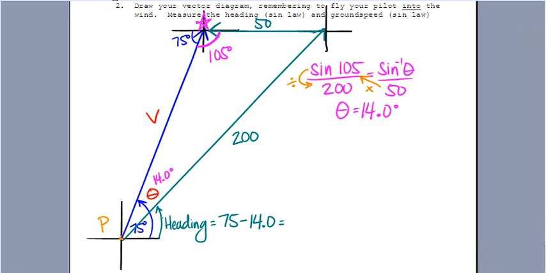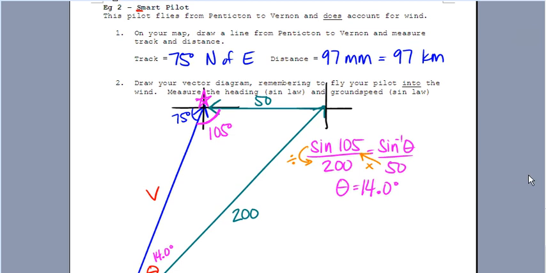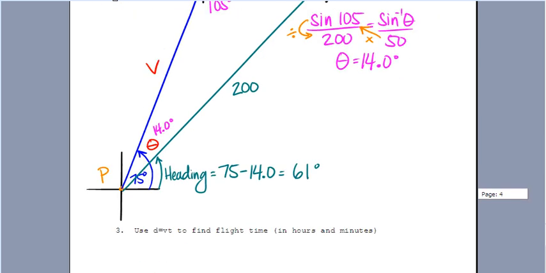So 75 minus 14. 66 degrees. Nope, sorry. Nice math, Heinrich. 61. Sorry. Degrees, and we have to put some direction on there. So it's actually pretty darn easy. It's the same as it was before. It's still north of east. So that tells us that we need to point at 61 degrees north of east in order to actually fly at 75. And that's because of the wind.